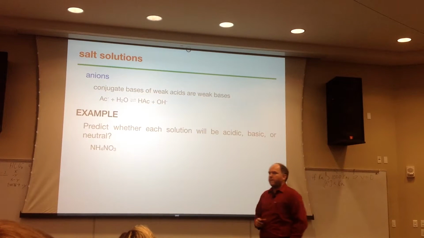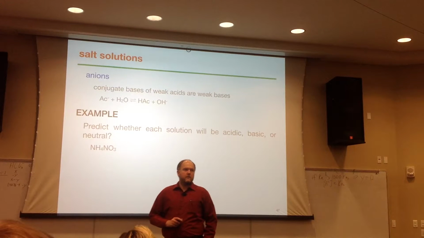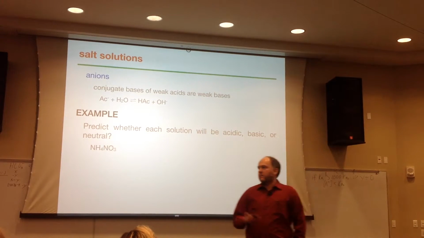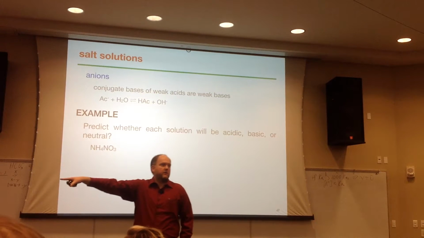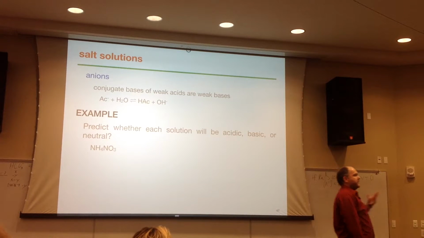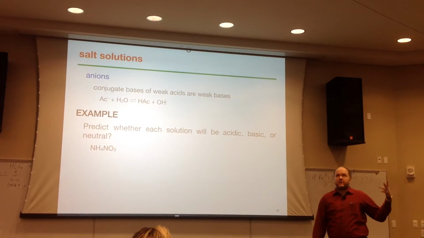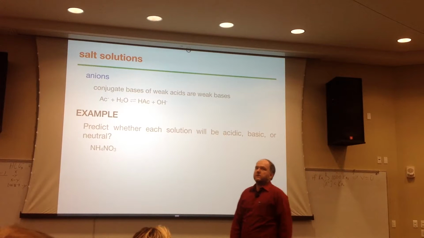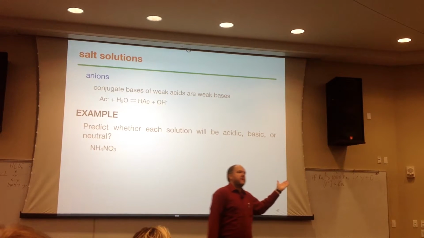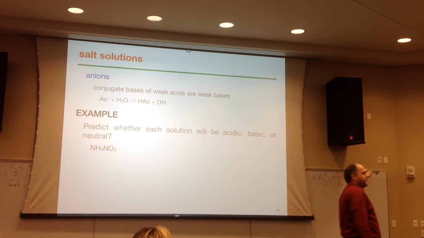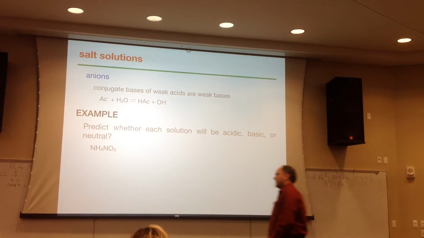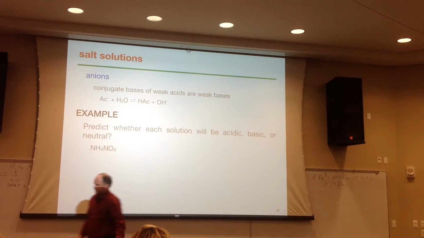Nitrate, where does nitrate come from? Nitric acid. Okay? Nitrate comes from nitric acid. Now, is nitric acid a strong or weak acid or base? It's a strong acid. So, is nitrate a relatively strong or weak conjugate base? It's weak. In fact, it's not going to ionize. All right? Let me draw some pictures for you.